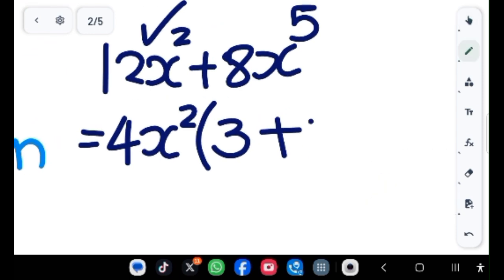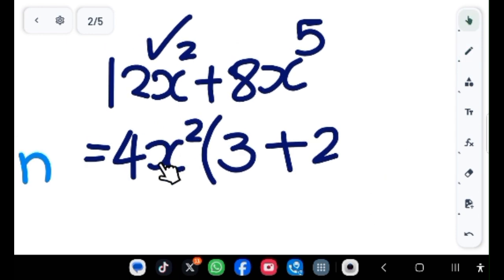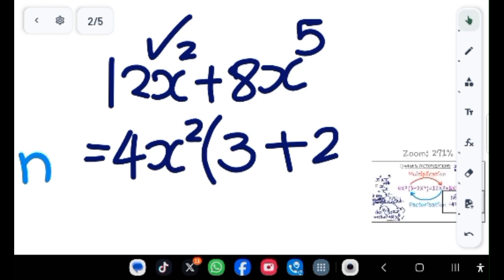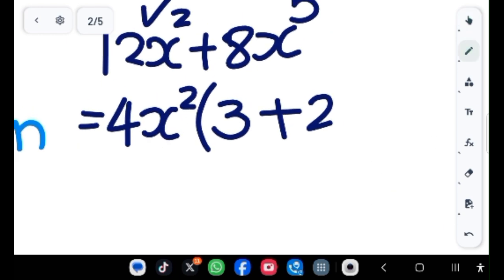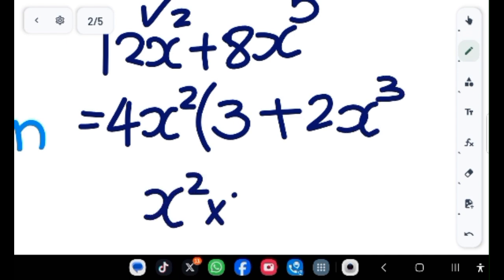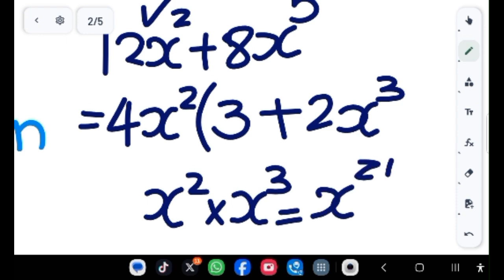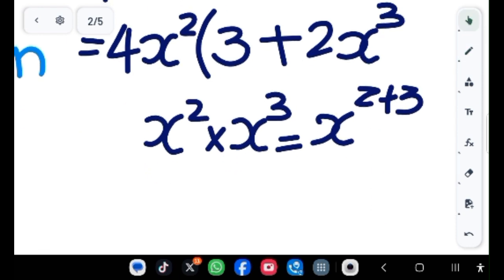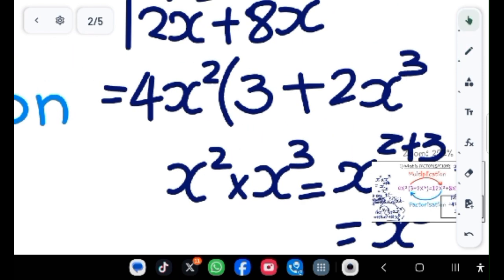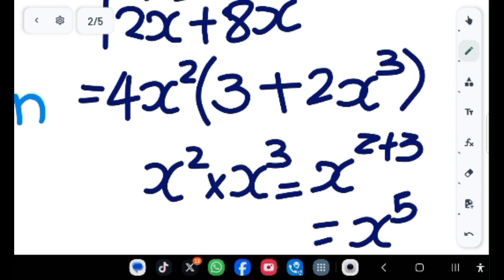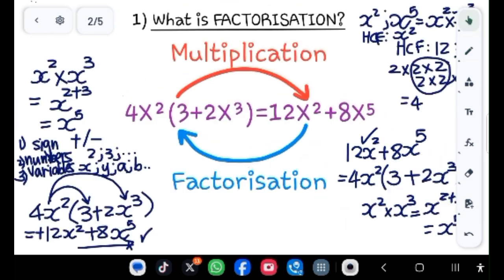Next, we ask ourselves, plus, what is the number that you must multiply 4 by to get you 8? That is 2. And what is the variable that you must multiply x squared by to get you x to the power of 5? That will have to be x to the power of 3, because when you multiply x squared by x to the power of 3, that gives you x to the power of 2 plus 3, which is equals to x to the power of 5. This is a bit messy, so please bear with me, but that's how you factorize.